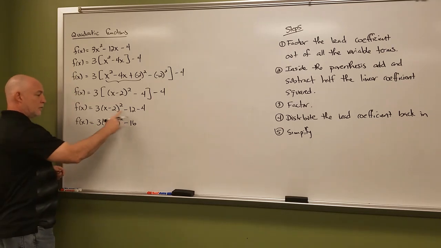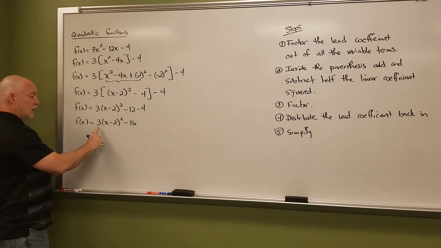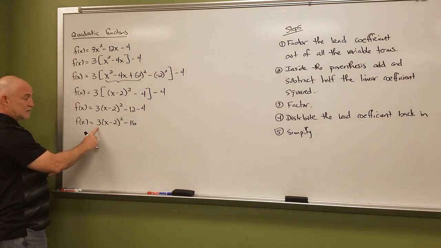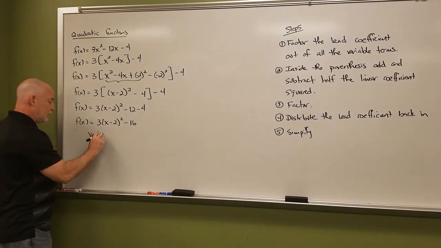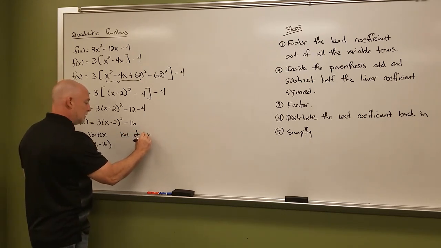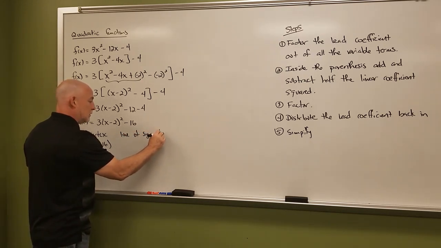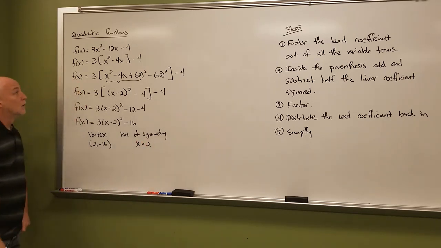Again, notice in this form, we can see what all of our shifts are. If you think about this, these are just shifts of a regular parabola. It shifted to the right 2, down 16, and the 3 out front is a scalar. That's going to make it 3 times as skinny, or more narrow. So by looking at our formula, the vertex here would be (2, -16), and our line of symmetry is x = 2.